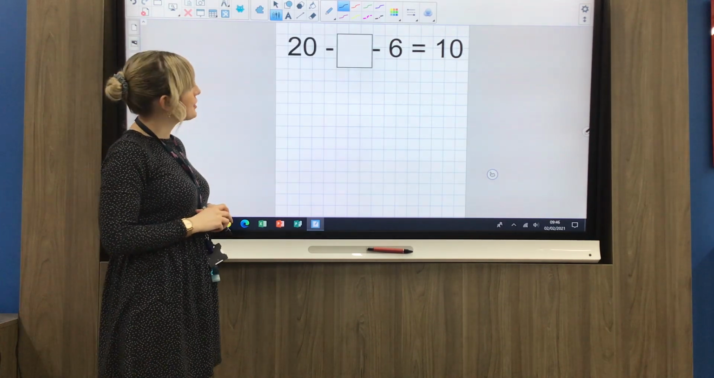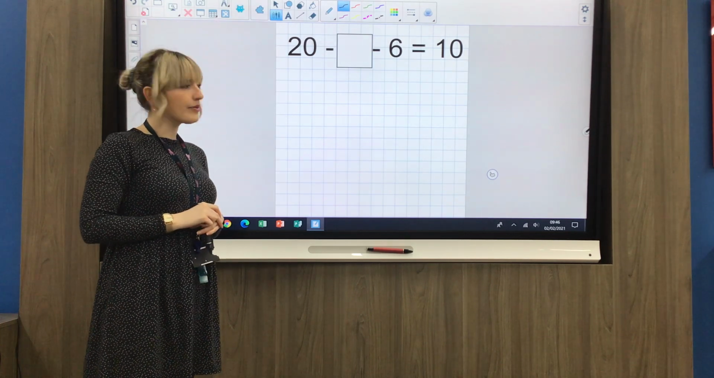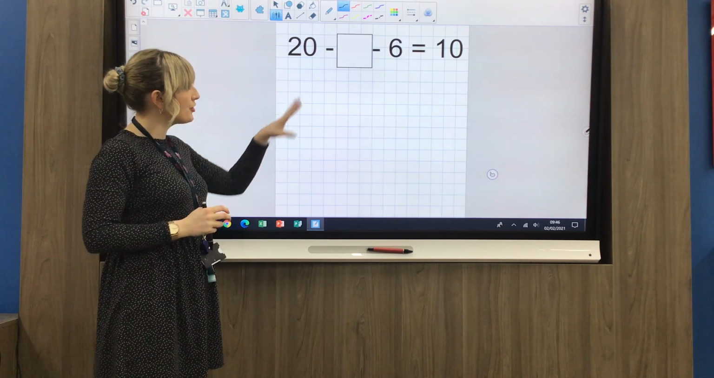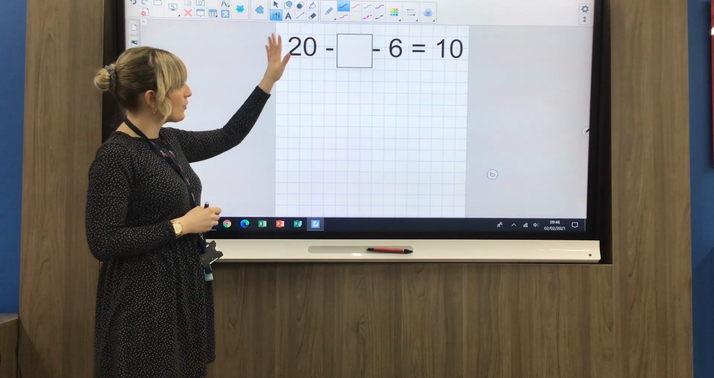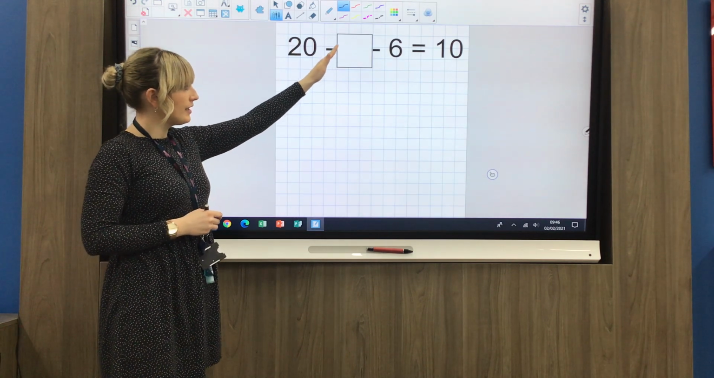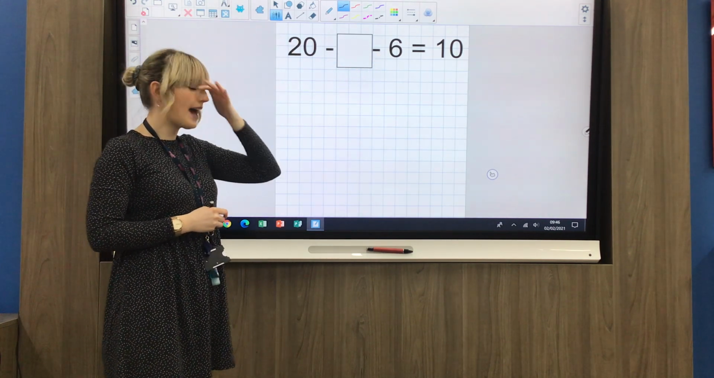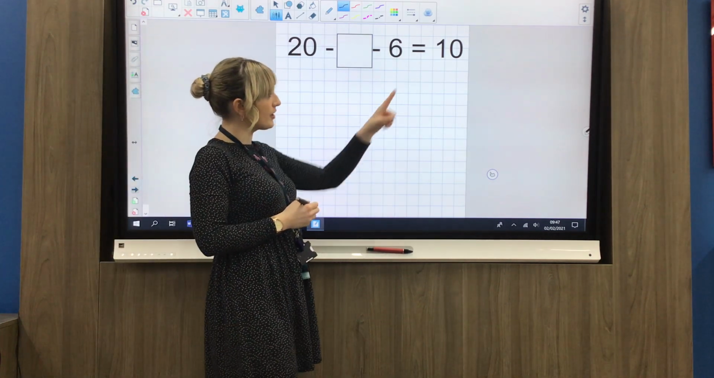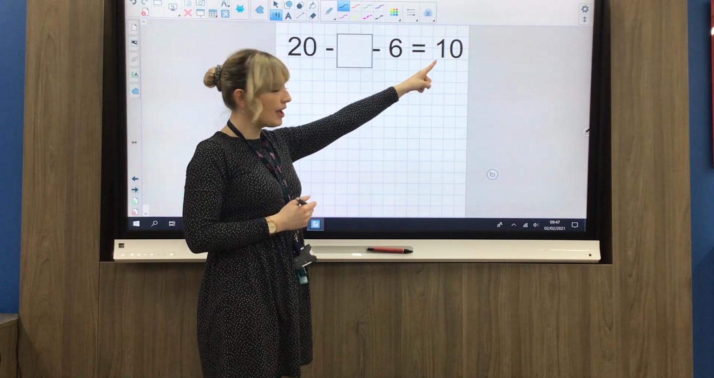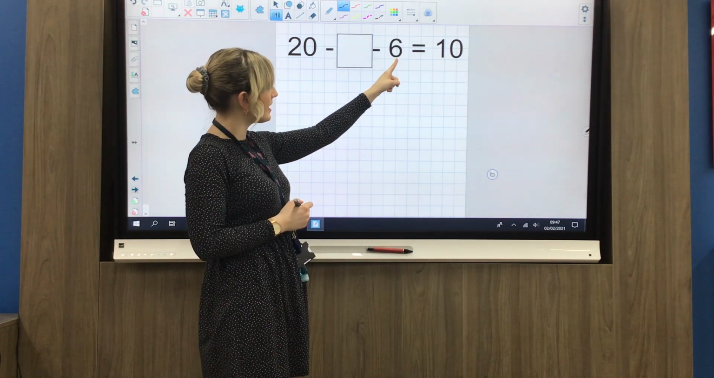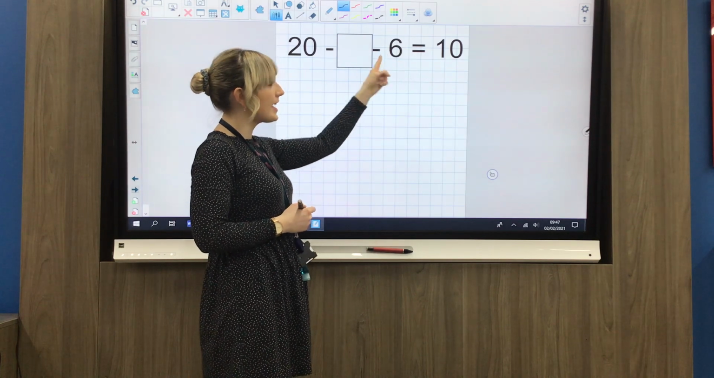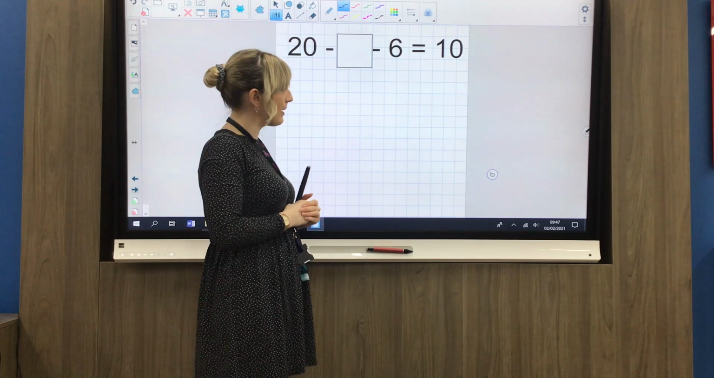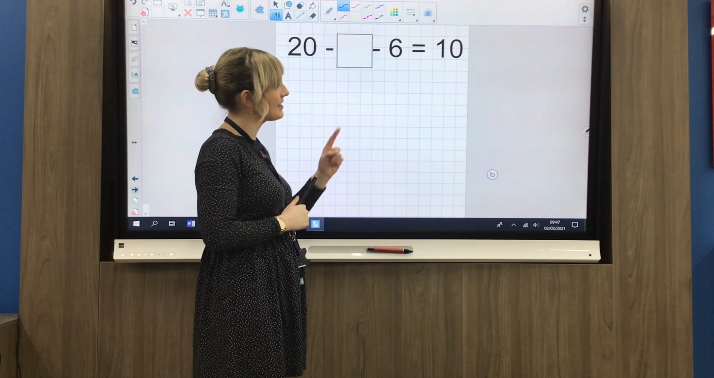Let's look at another one then. So I've got 20, subtract something, subtract 6 equals 10. So I've got another missing number. So what I'm going to do is work backwards on this question. I'm going to look at the answer and what we did last. So the last thing we did to get to 10 was take away 6. So I want to reverse that. I've taken away 6, and to reverse it, I'm going to add 6.